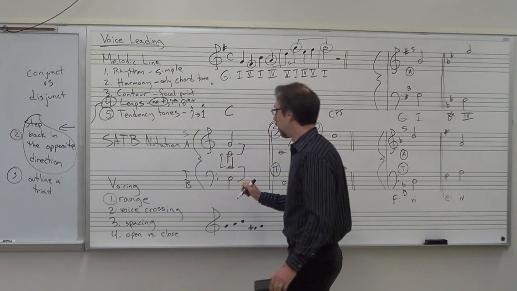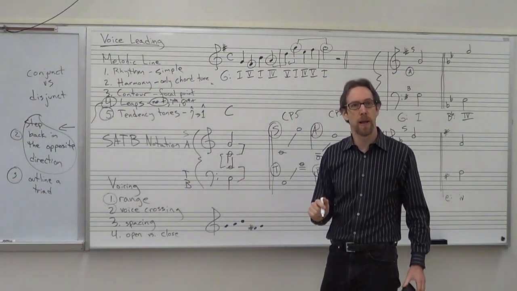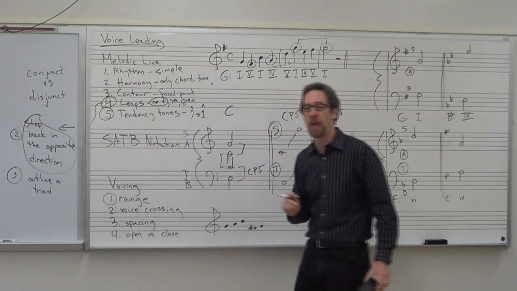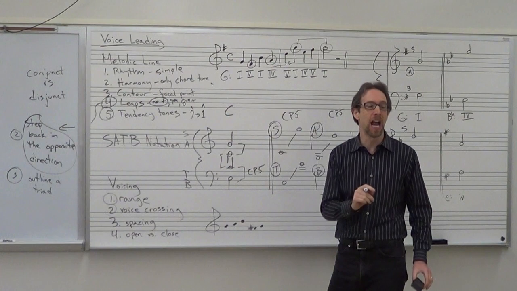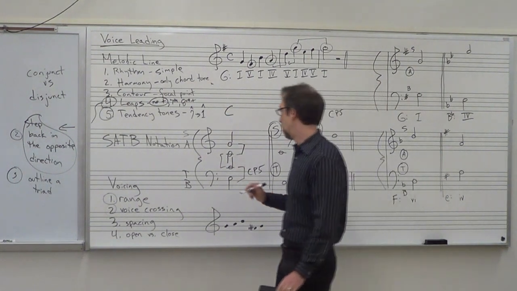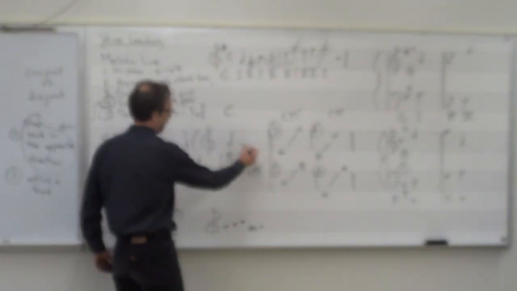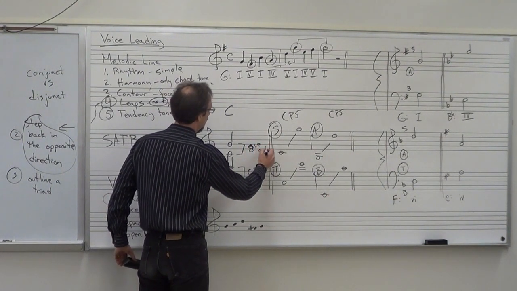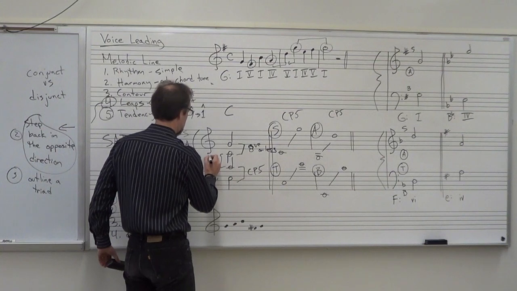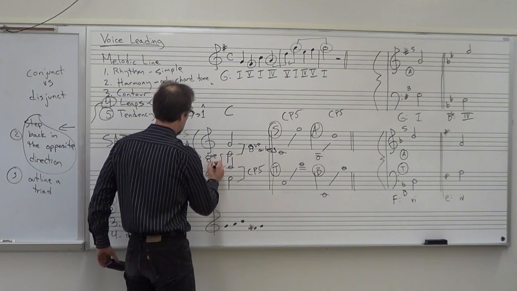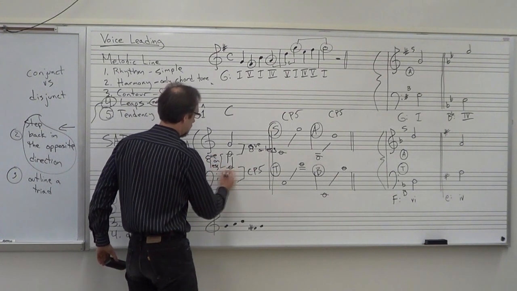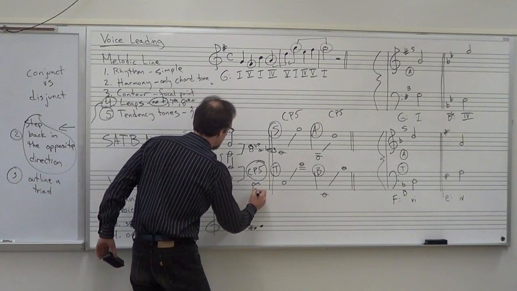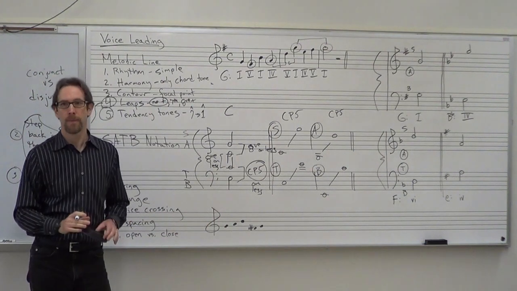Now, we have a different rule for the distance between our tenor and bass. Here we're allowed to have a compound perfect fifth. We can have more than an octave. So, octave or less, octave or less, compound fifth or less between the tenor and the bass.